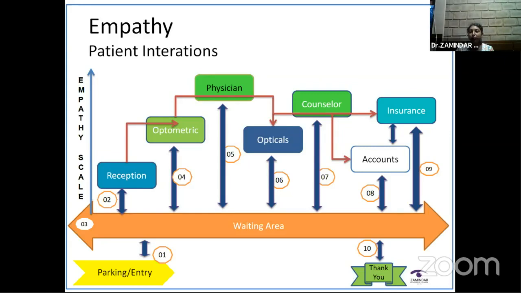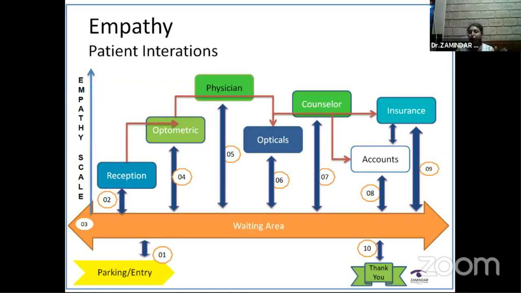They meet the optometrist. After the optometrist, they're sent to the physician or the ophthalmologist. After they have a consultation with an ophthalmologist, if they require a surgery, they're sent to the counselor, or if there's a glass prescription or a contact lens prescription, sent to the opticals. From the counselor, they move to the insurance if required, or to the account section where they pay their bills, and there's an exit.